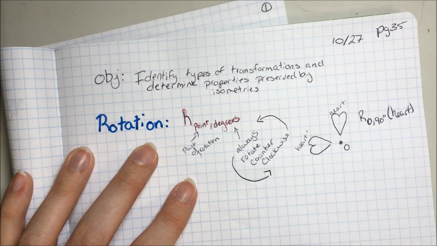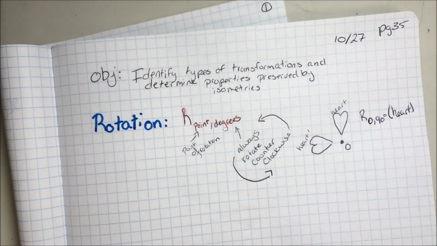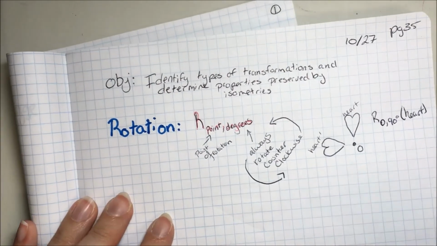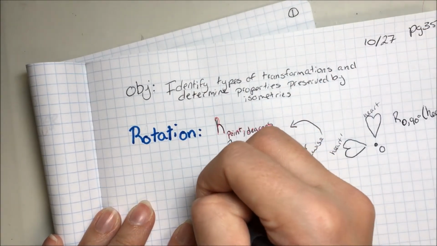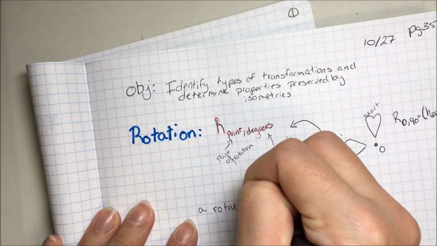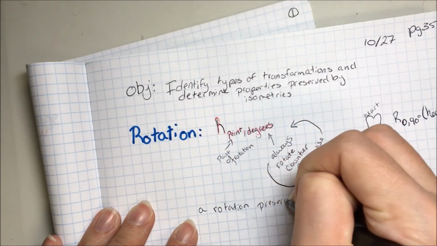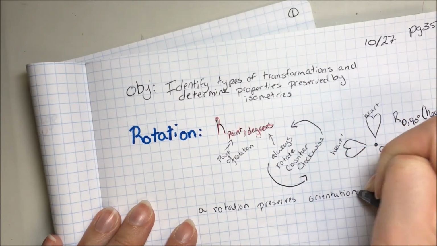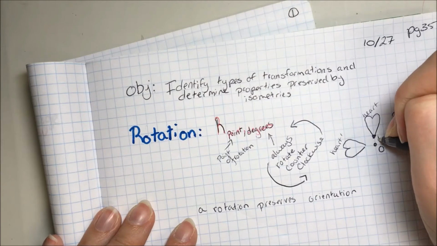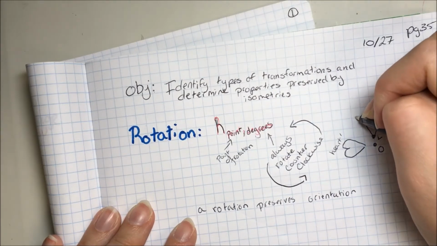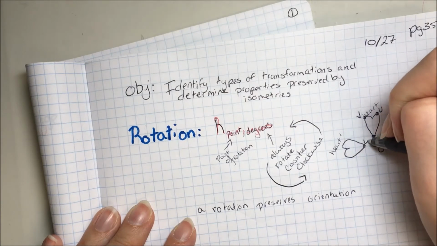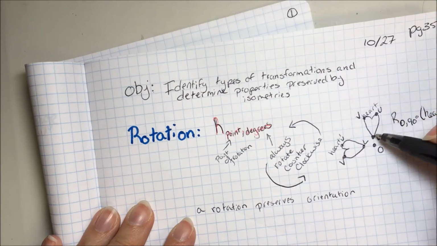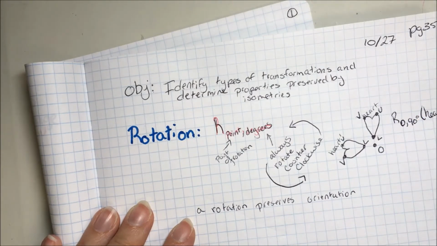So I could do this for a point. I could do this for a square. I could do this for a triangle. A rotation preserves, or keeps, orientation. That means if I had 3 points on my heart, it'd be L, U, and V. L, U, and V would be in the same orientation, LUV, LUV, as before, if I went counterclockwise.